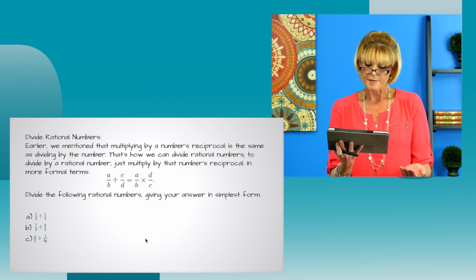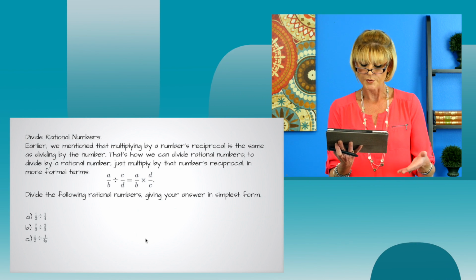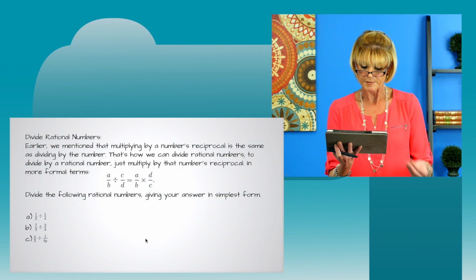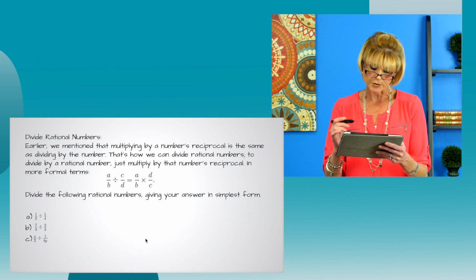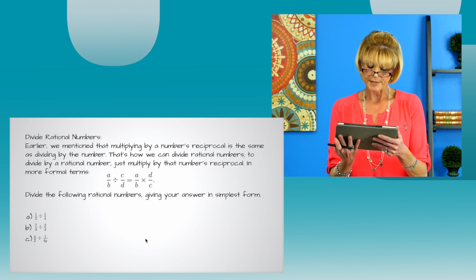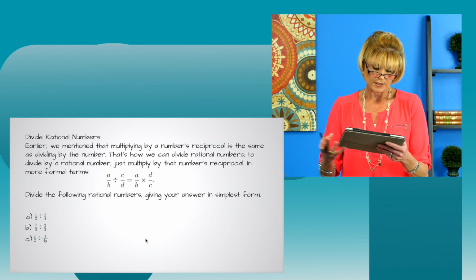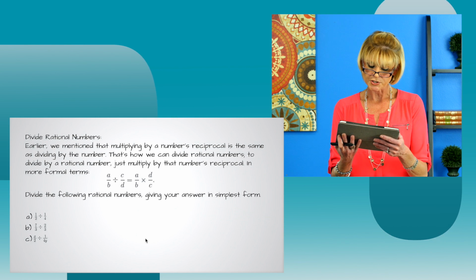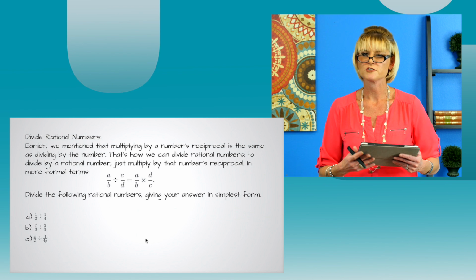So earlier we mentioned that dividing by a number's reciprocal is the same as multiplying by the number. And that's how we can divide rational numbers: to divide by a rational number, just multiply by that number's reciprocal. So in more formal terms, a over b divided by c over d equals a over b times d over c. This question asks us to divide the following rational numbers and give your answer in simplest form. Go ahead and pause your video and give those a shot.